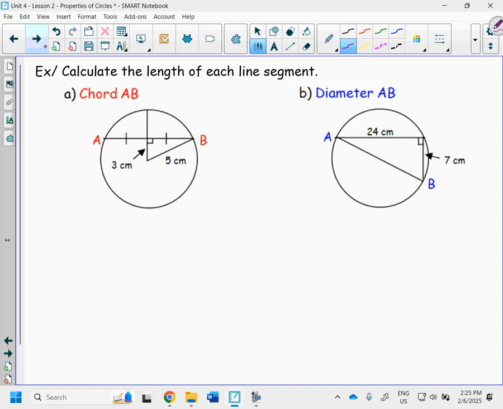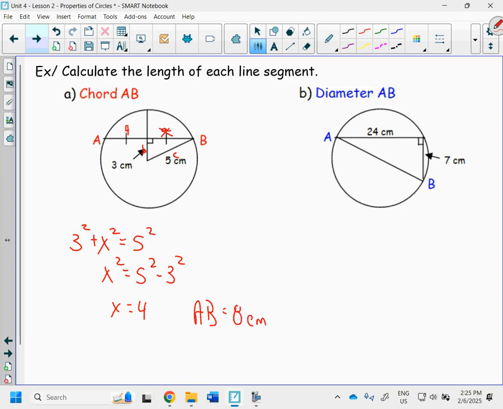Calculate the length of each line segment, chord AB. Well, this first idea here is Pythagoras. Okay, I've got a side A, I've got a side B, I've got a side C. So how about 3 squared plus x squared is 5 squared. I'm thinking this is my x. And this one we can probably just do in our heads. 5 squared minus 3 squared is 16. Square root of 16 is 4, which makes AB 4 and 4, or in other words, 8 centimeters.